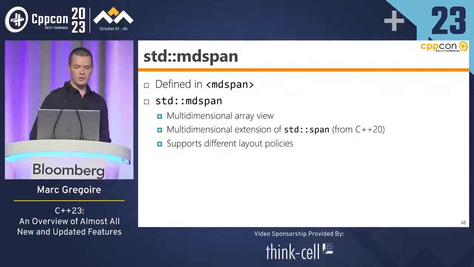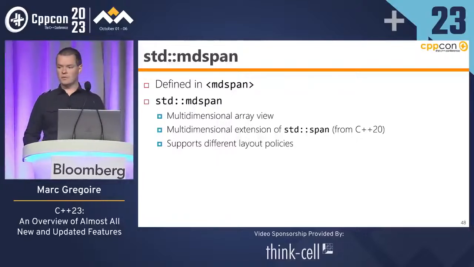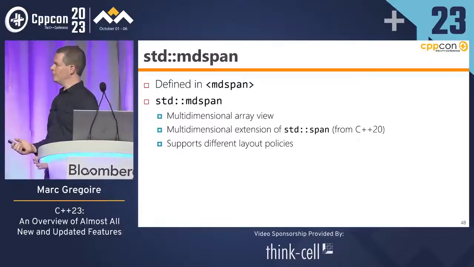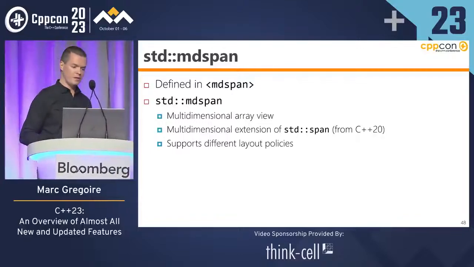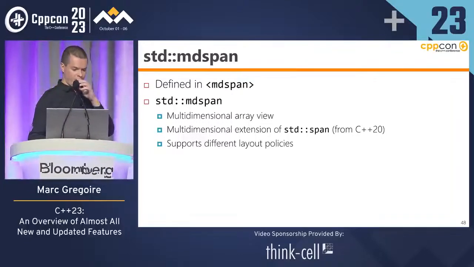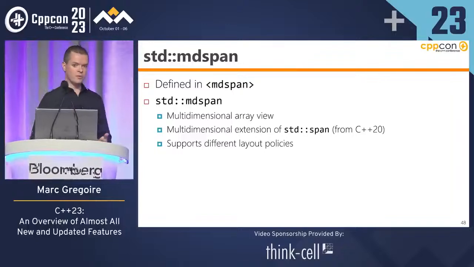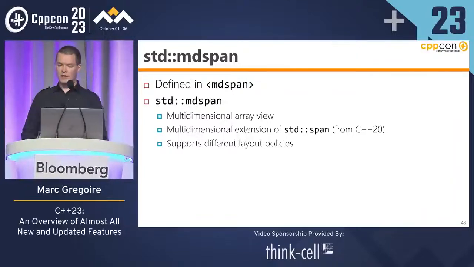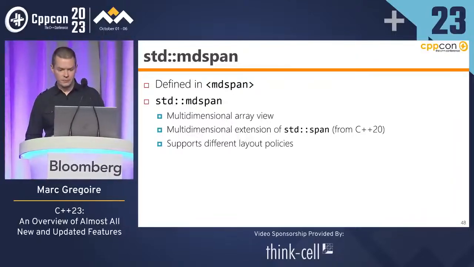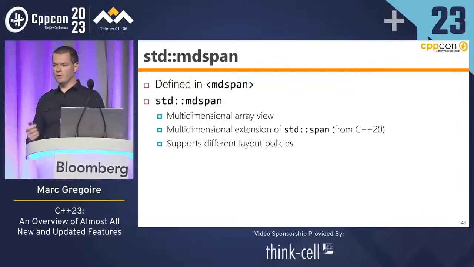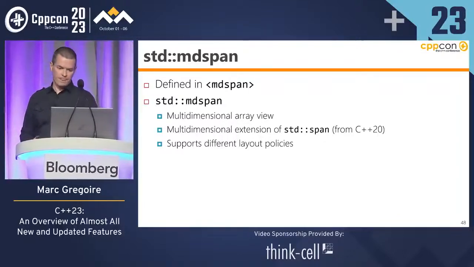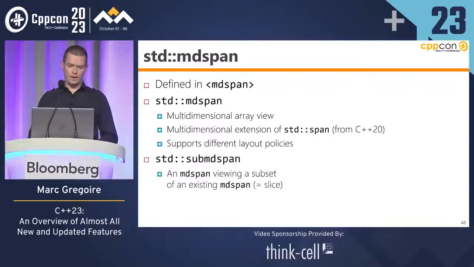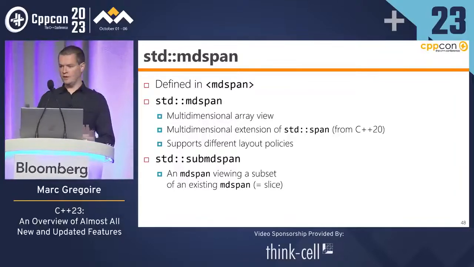C++20 gave us std span, and C++23 expands on this and gives us mdspan, which is a multi-dimensional span. The thing with mdspan is it supports different layout policies. And what is a layout policy? A layout policy is a function that will convert a multi-dimensional index into a one-dimensional offset. And you also have a submdspan if you want to have a subview.